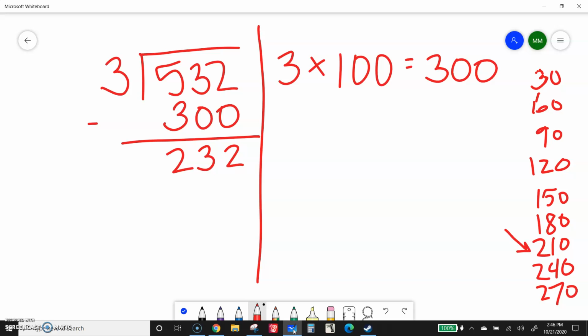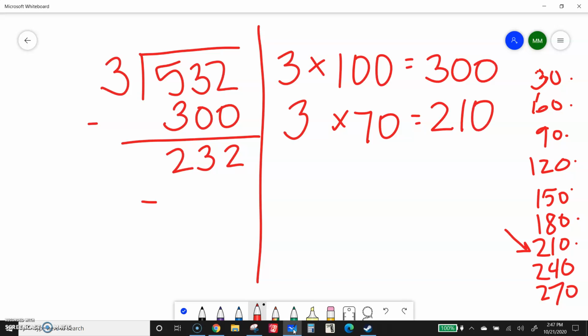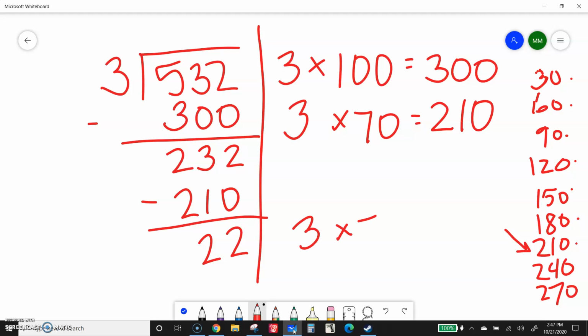Well, 210 is. So if I count again, 10, 20, 30, 40, 50, 60, 70, that is 3 times 70 equals 210. So I'm going to take away 210, see what I have left. I have 22 left. Well, if I just count by 3s regularly now, 3 times 7 is 21. If I subtract 21, I just have 1 left over.